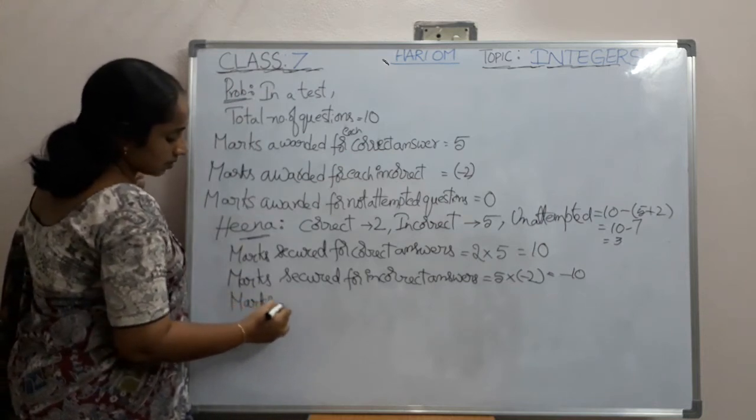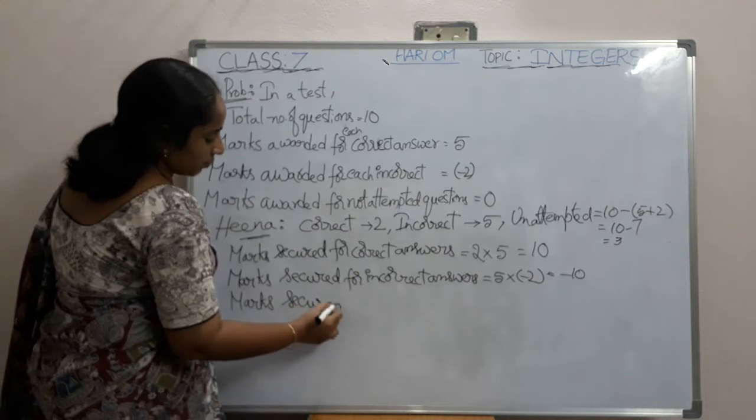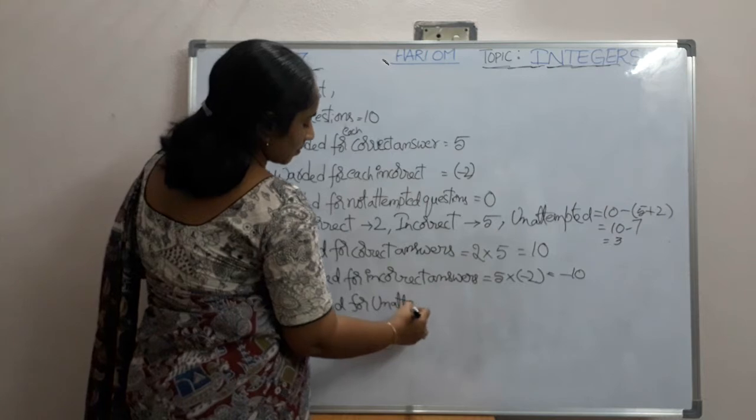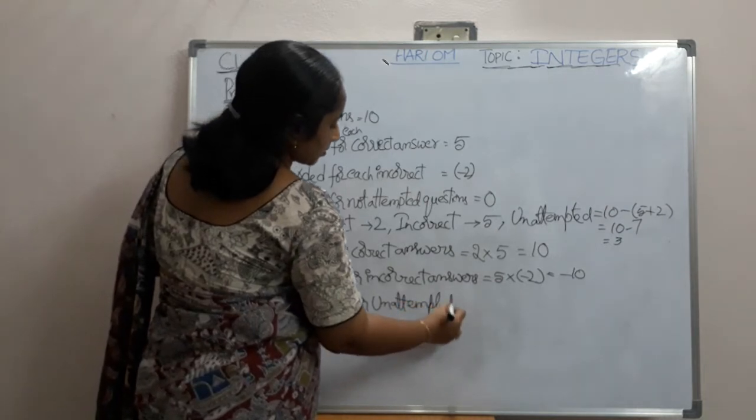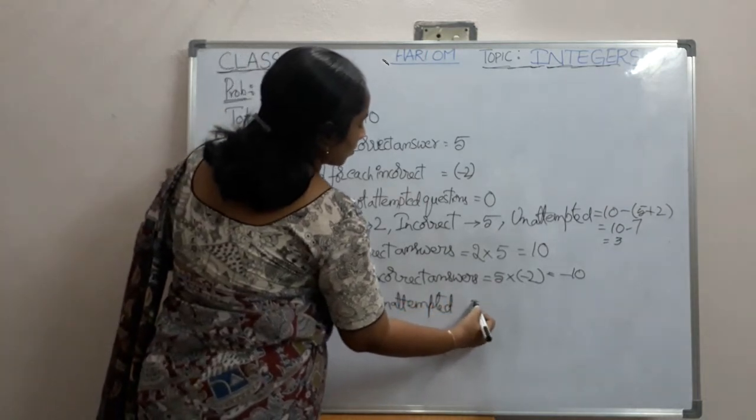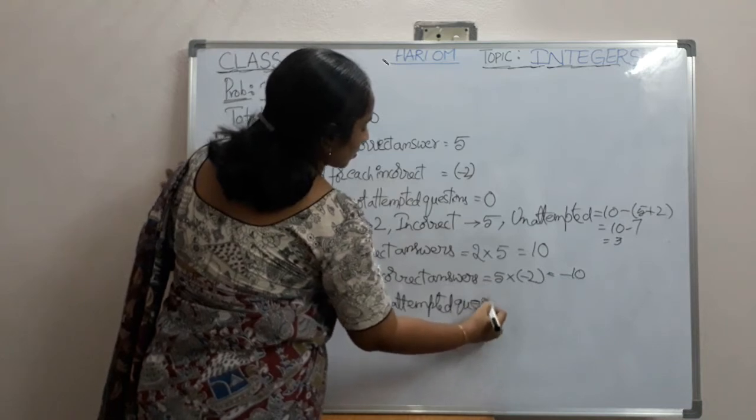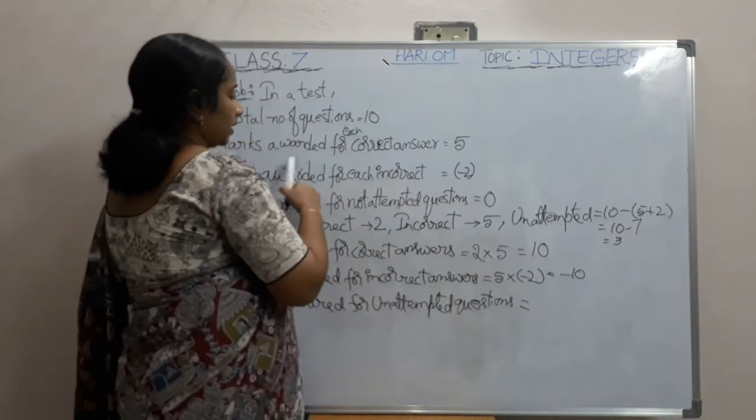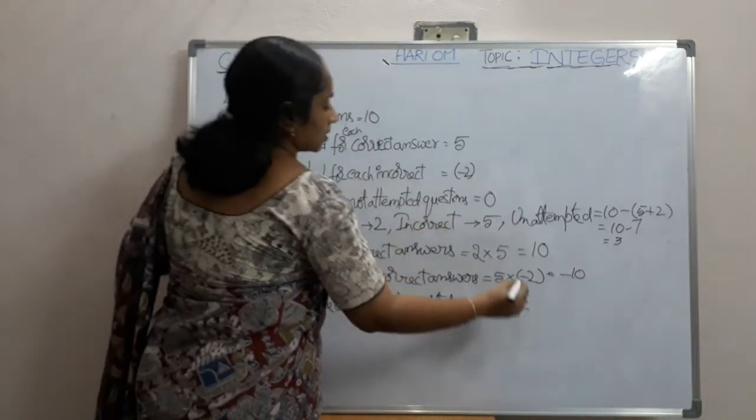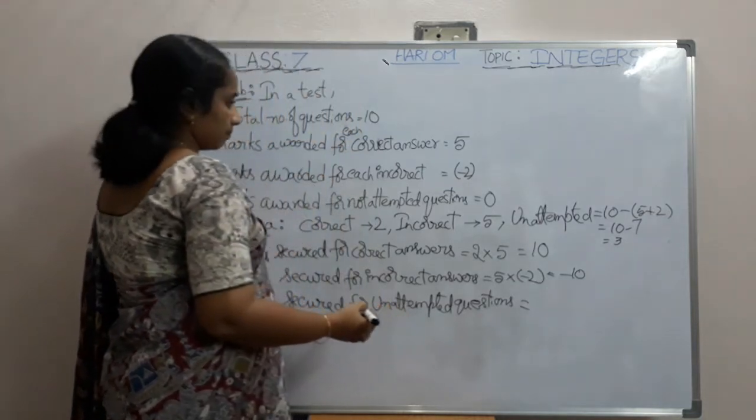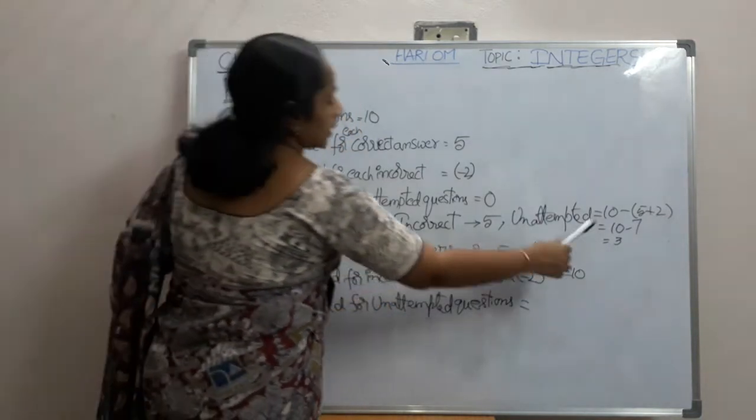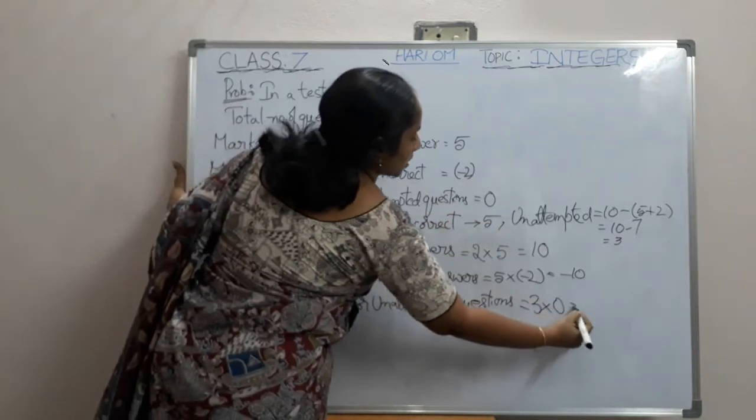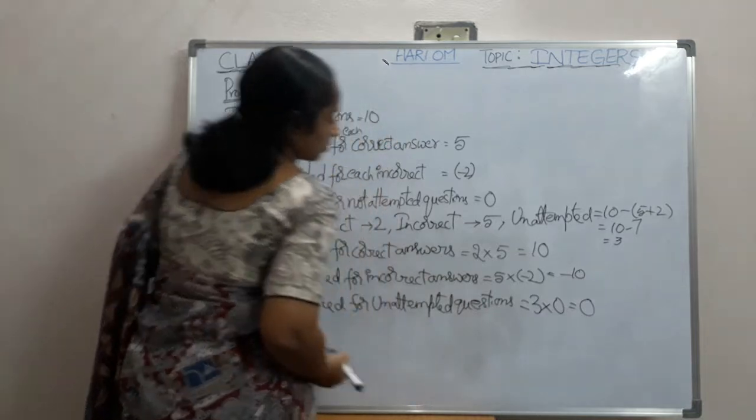Marks secured for unattempted questions is equal to, here how many questions not attempted? 3. For each unattempted it is 0. So 0 into 3, as you know, it is 0.